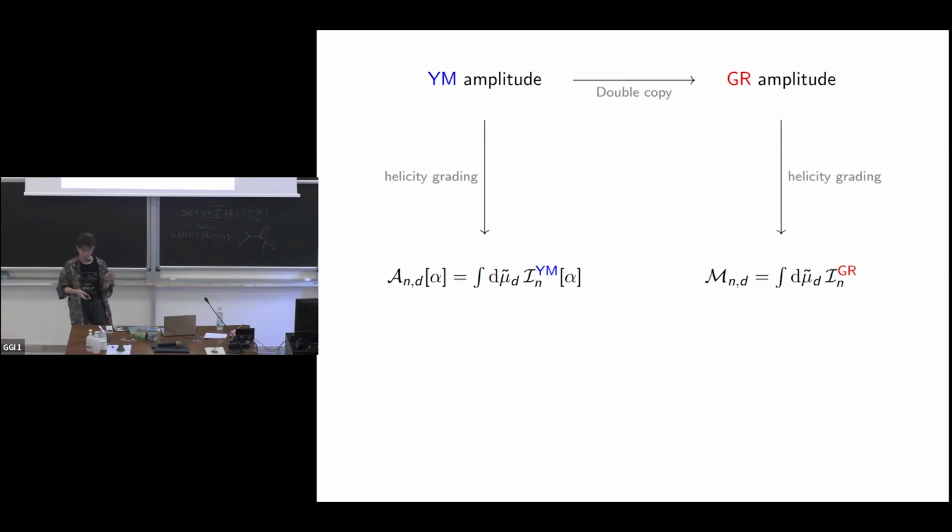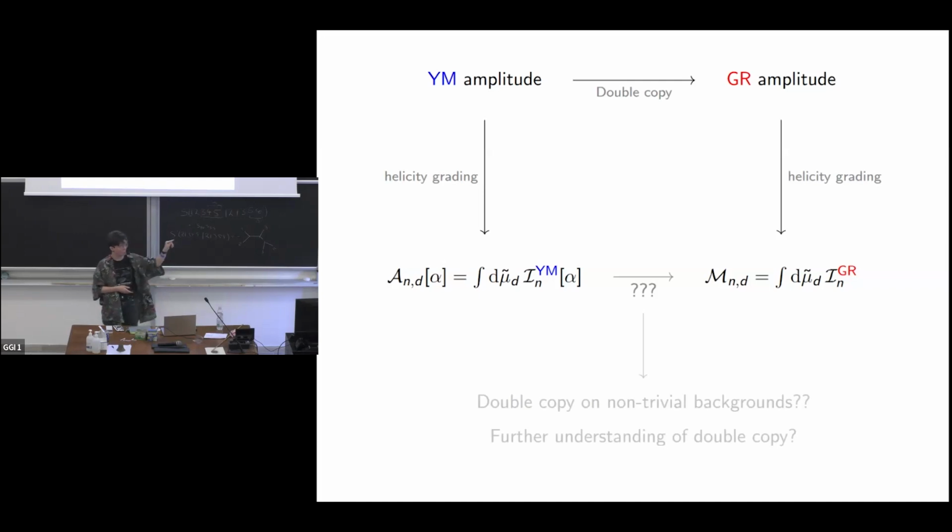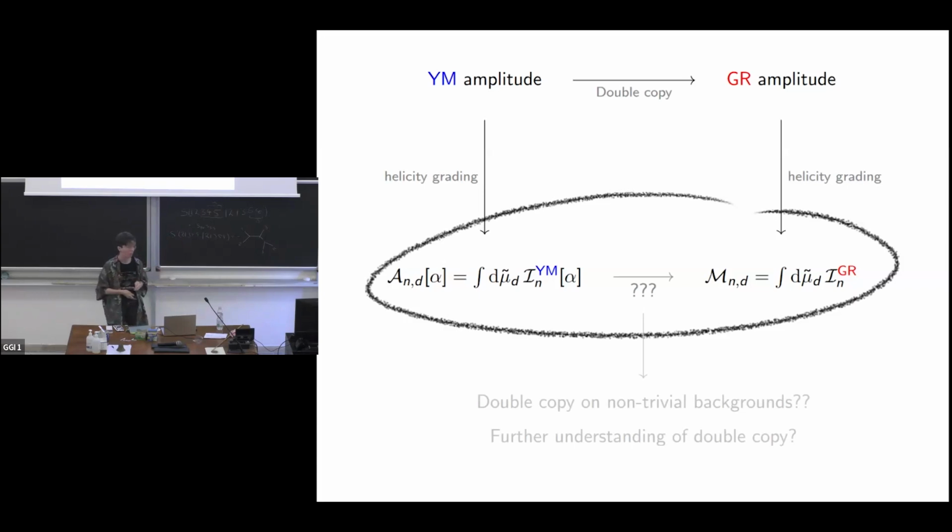So the question that I'll be answering in this talk is the final arrow in this diagram. What is the explicit relation between these two representations of Yang-Mills and GR amplitudes? And then I'll be talking about some of the consequences of this relation. Is that kind of clear? Okay.